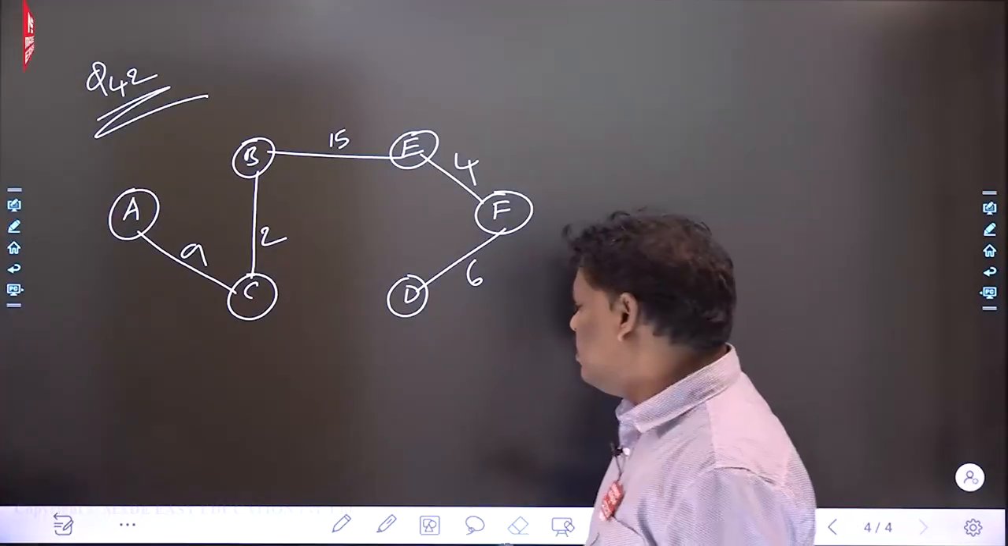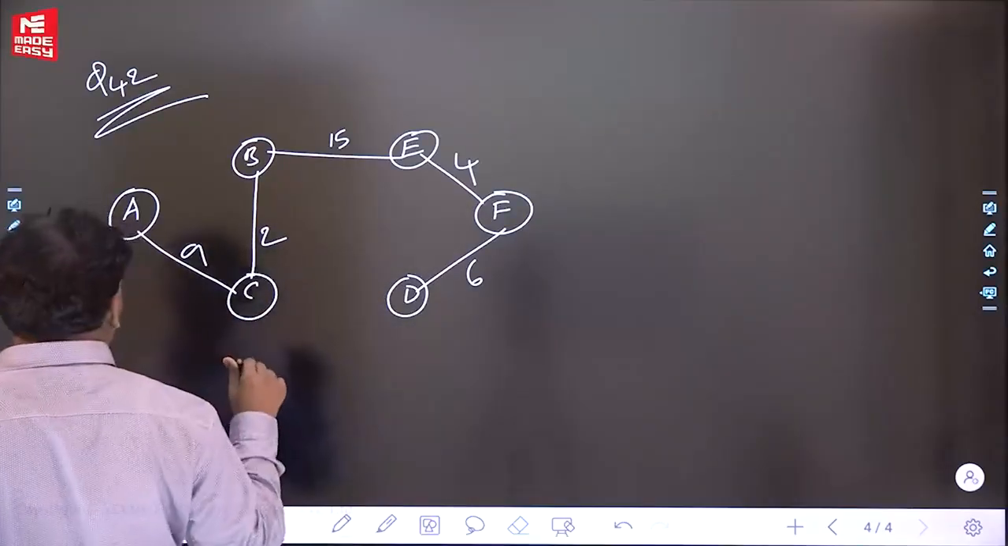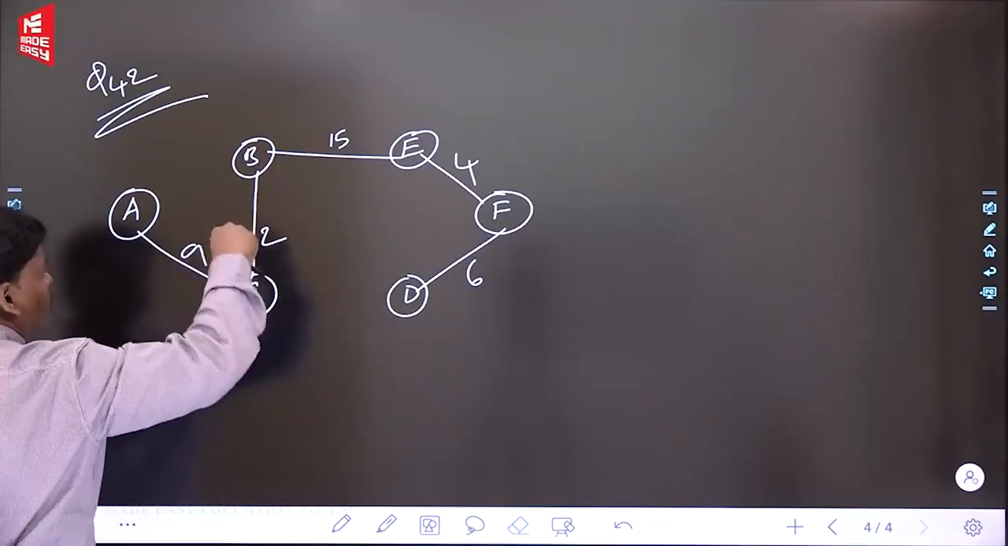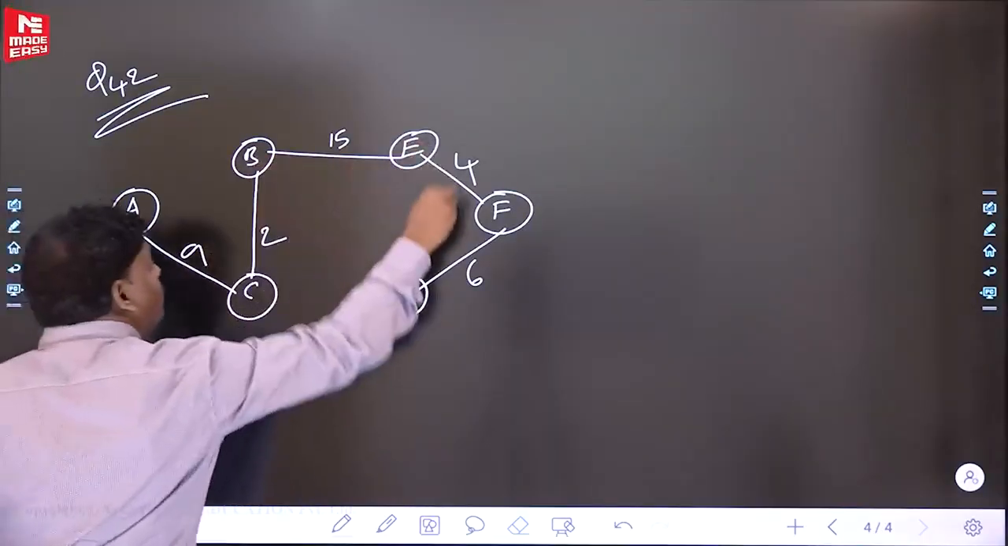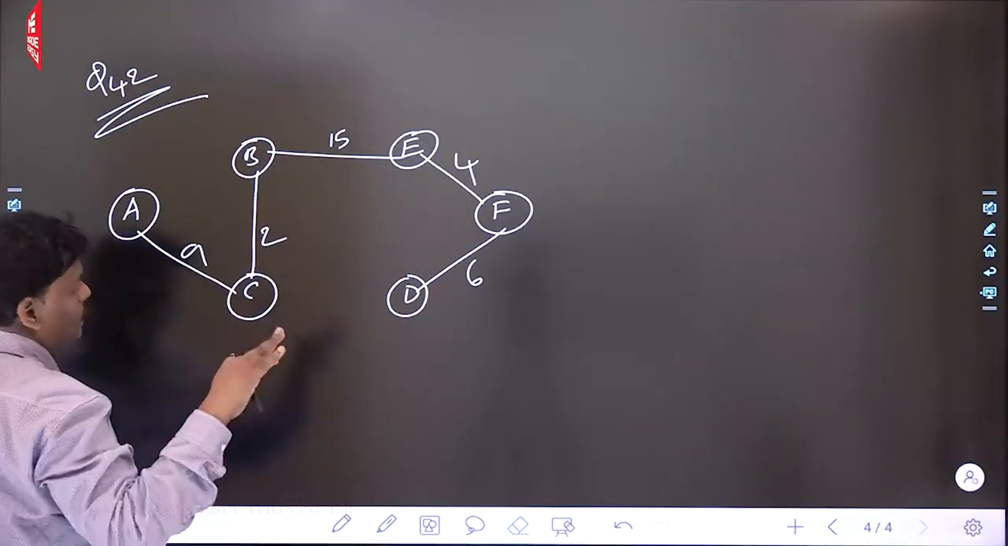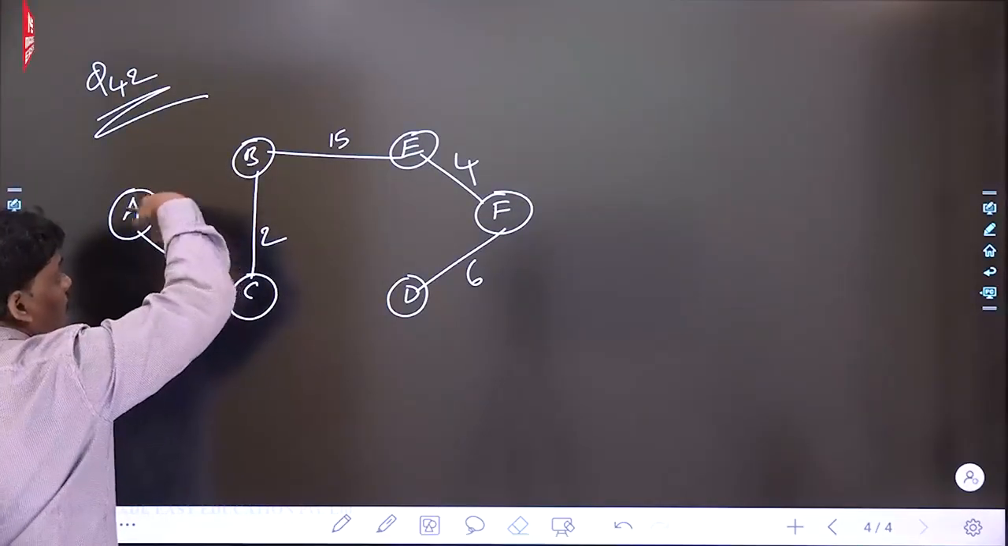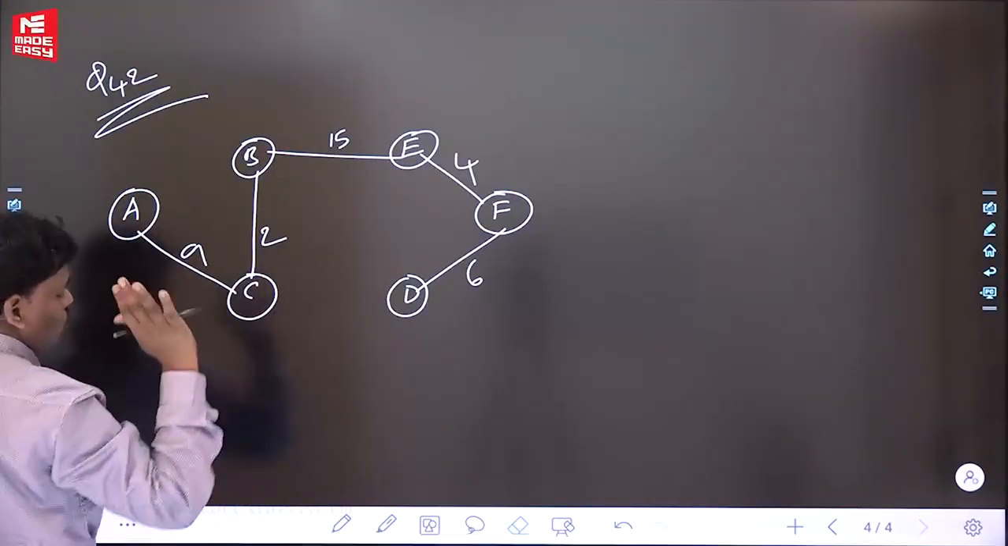Yes, I constructed it. After constructing, listen, the given graph contains 8 edges. Out of those 8 edges, only these 5 are part of the MST. But actually 8 edges are there. Right? So 3 more are missing. Why are they not part of the MST? You will get to know the reason for that.